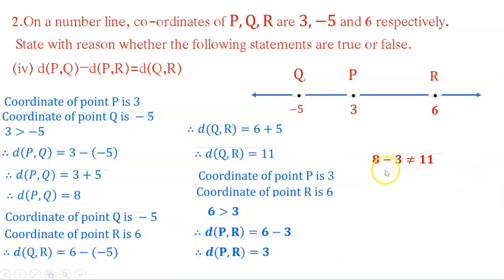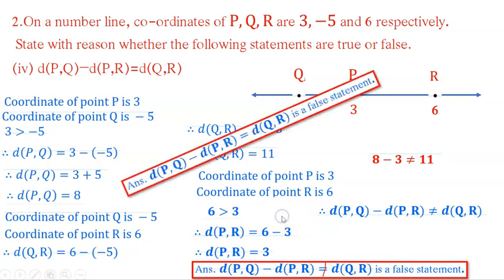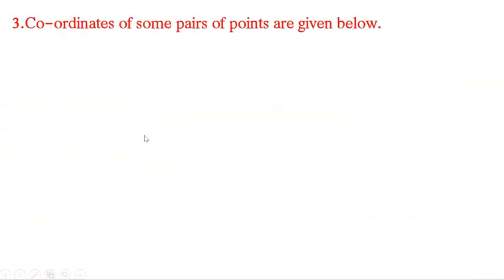8 minus 3 is equal to 5, which is not equal to 11. 5 is not equal to 11. And hence distance PQ minus distance PR is not equal to distance QR. Therefore, distance PQ minus distance PR is a false statement. Not equal, therefore the statement is false. Okay. The statement was false.